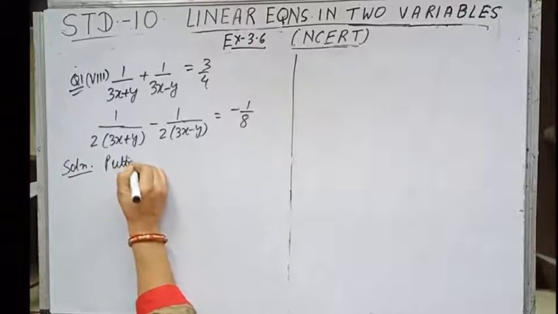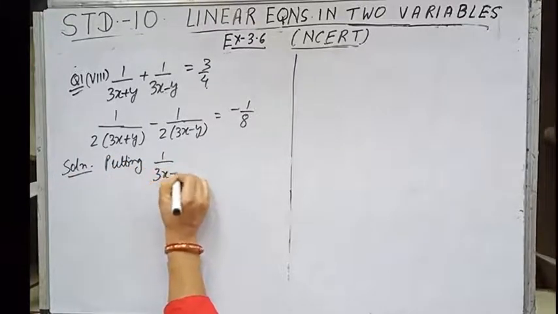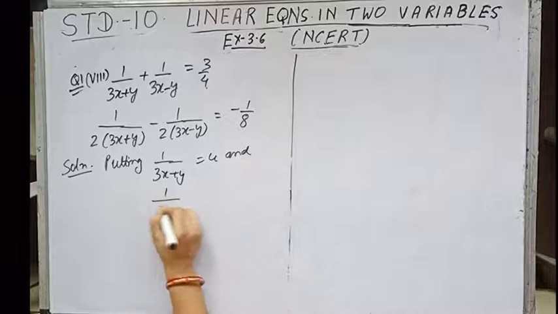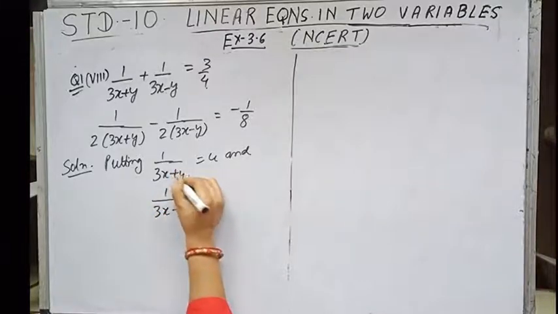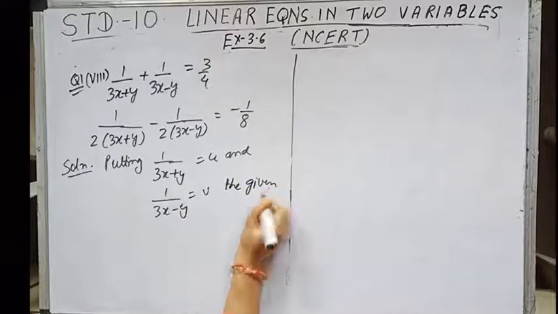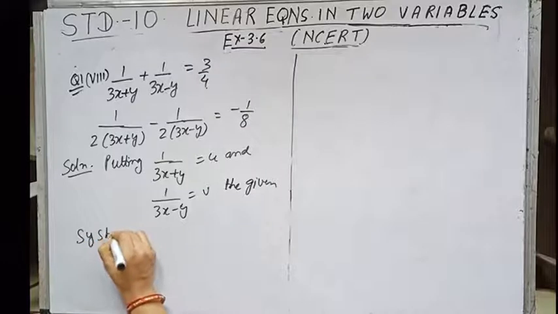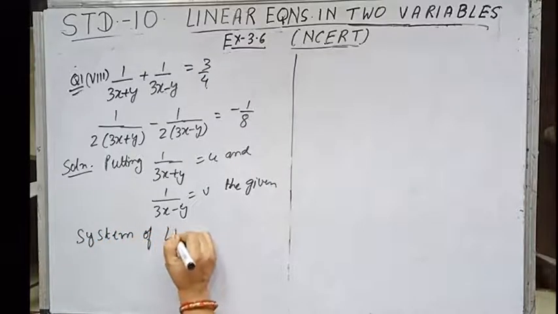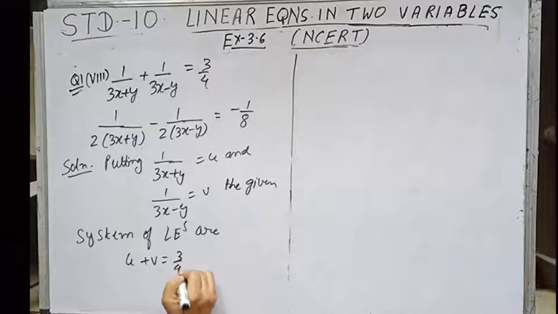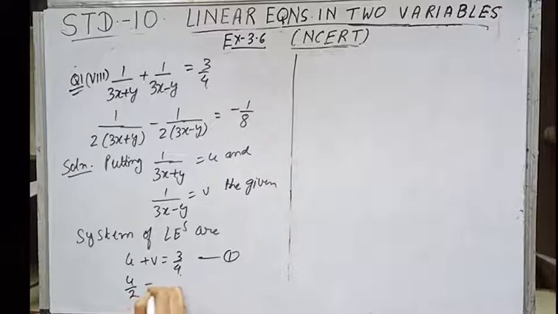Putting 1 by 3x plus y equals u and 1 by 3x minus y equals v, the given system of linear equations are u plus v equals 3 by 4 and u by 2 minus v by 2 equals minus 1 by 8.